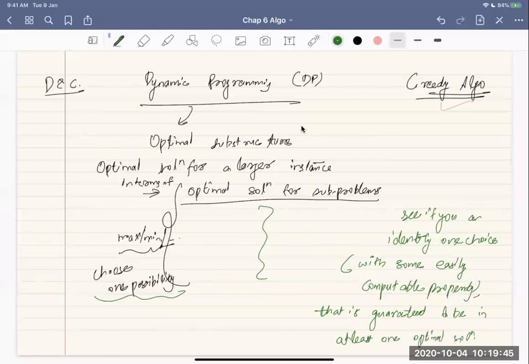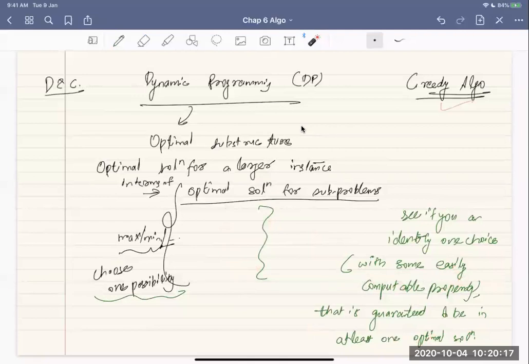Once you are able to identify that choice or that property, immediately you can say, yes, I am greedily choosing that. I am not trying to compute all that and finding min or max, but I am just finding one choice, using that, and going ahead. And every time I keep on making that greedy choice. But very important, it should be easily computable. You should not spend as much time as you were doing in computing all that and finding one max. It should be easily computable, and this choice should be guaranteed to be in at least one optimal solution.